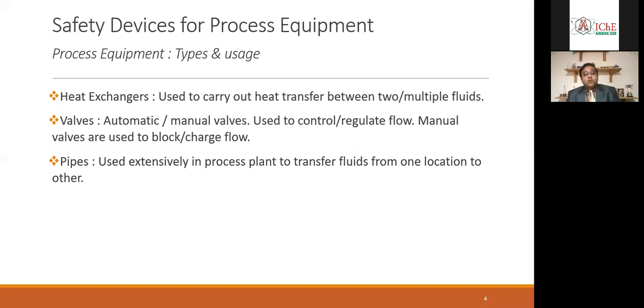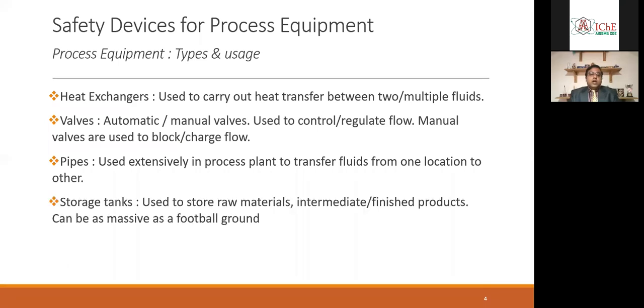Another important equipment are the pipes. Pipes are extensively used in a process plant to transfer fluids from one location to the other, and they are very critical. Pipe design and pipe safety is a very important aspect of a plant. Then finally, storage tanks, used to store raw material or intermediate or finished products, and some storage tanks can be as massive as a football ground.